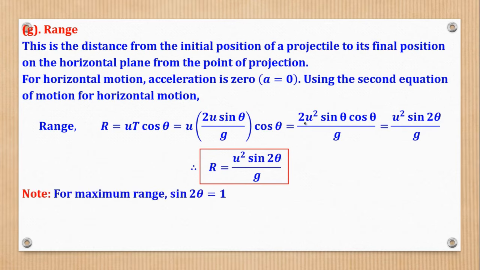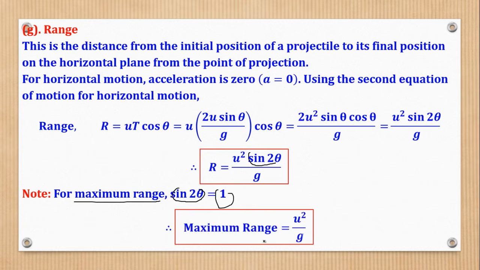So sometimes they can ask for maximum range. So for maximum range, you have to remember that sine 2 theta is equal to 1. Therefore, come here and substitute for 1 here to come up with maximum range being equal to u squared over g. So if they just ask for range, this will be the formula, this or this. Then if they ask for maximum range, it should be u squared over g.